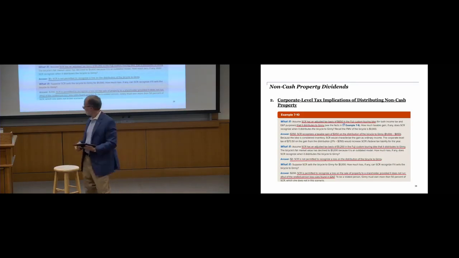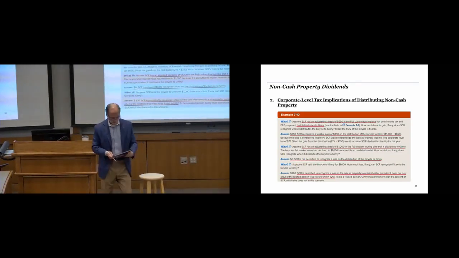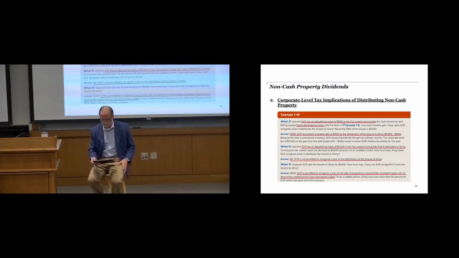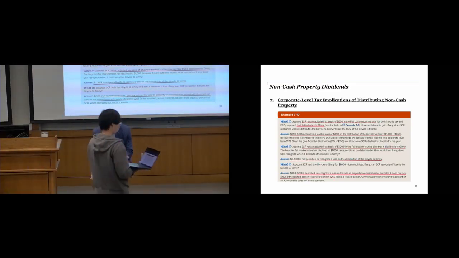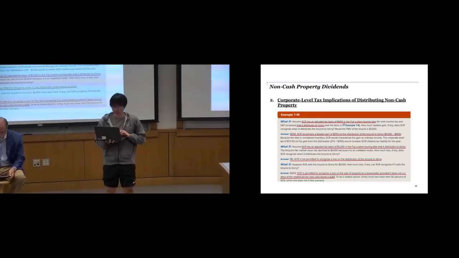Okay, 710 is Eugene. The first what if says, assume SCR has an adjusted tax basis of $650 with the Fuji custom touring bike for both income tax and E&P purposes, then distributes to Ginny.